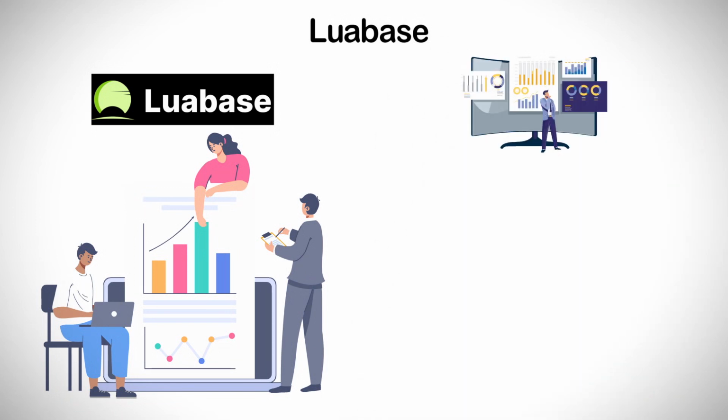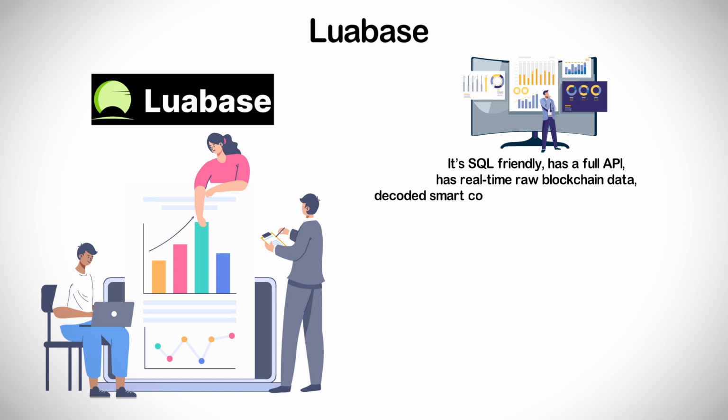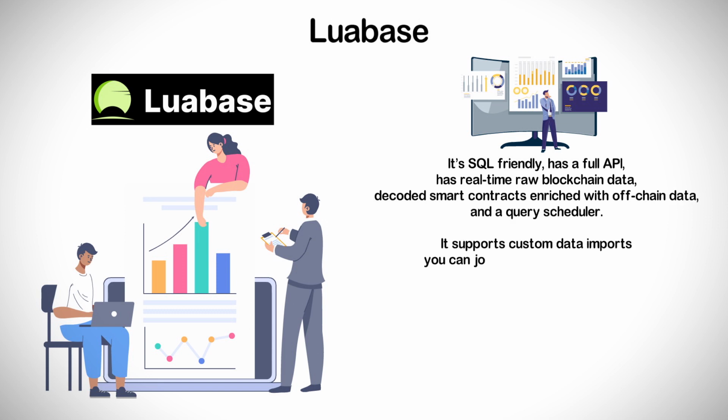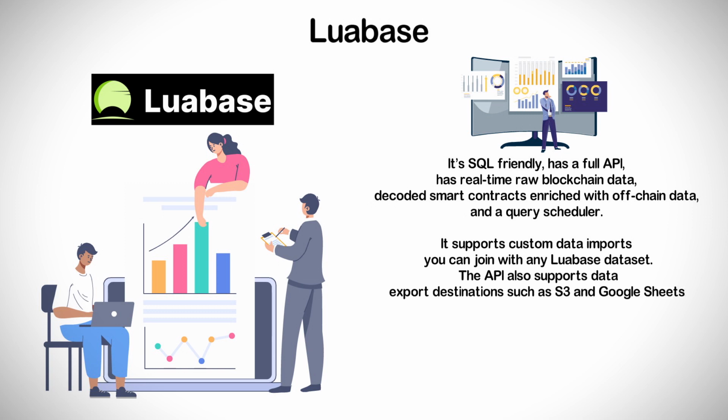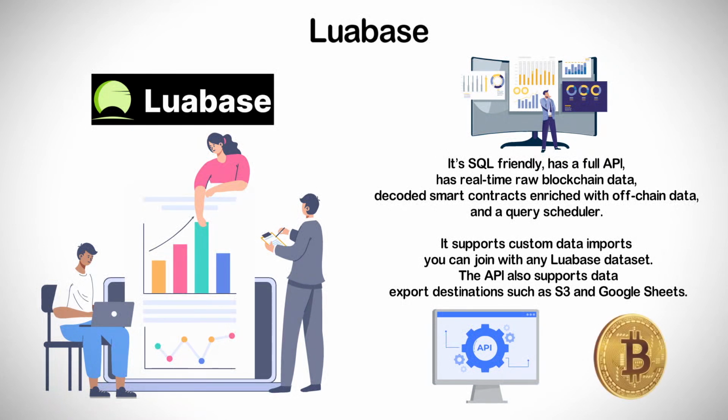There's a lot of things to like about Luabase. It's SQL-friendly, has a full API, has real-time raw blockchain data, decoded smart contracts enriched with off-chain data, and a query scheduler. It supports custom data imports you can join with any Luabase dataset. The API also supports data export destinations such as S3 and Google Sheets. Luabase currently only supports EVM chains plus Bitcoin and has limited dashboarding capability, though these features are on the near-term roadmap.